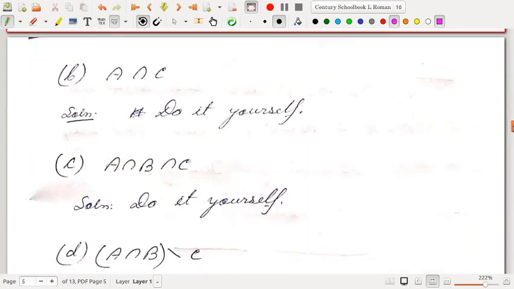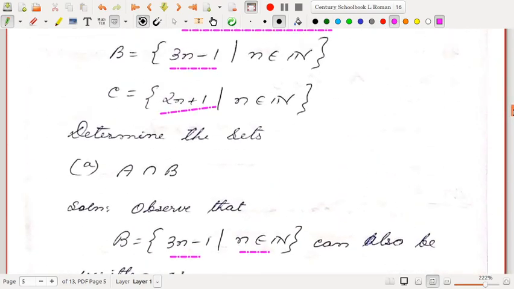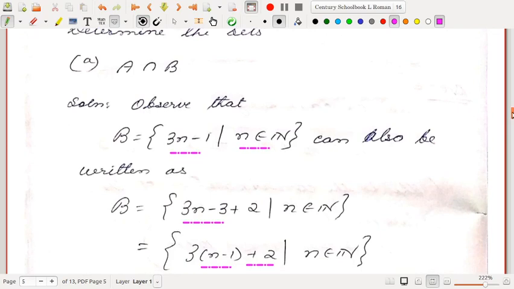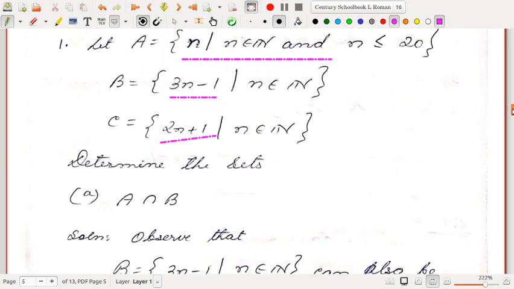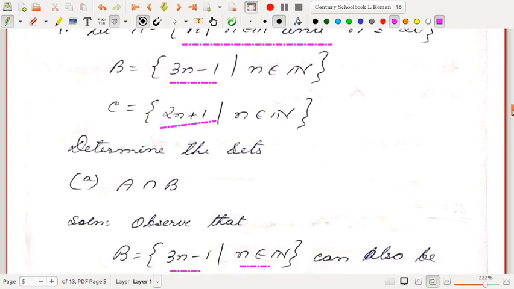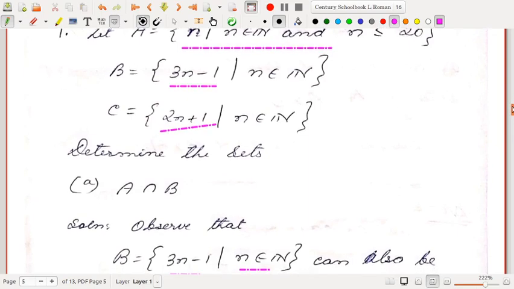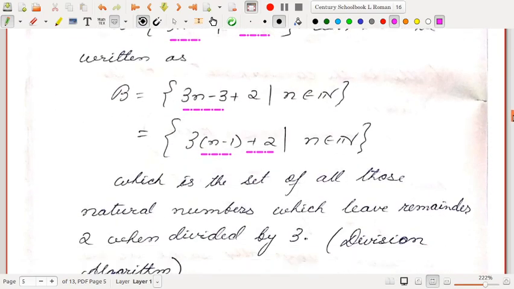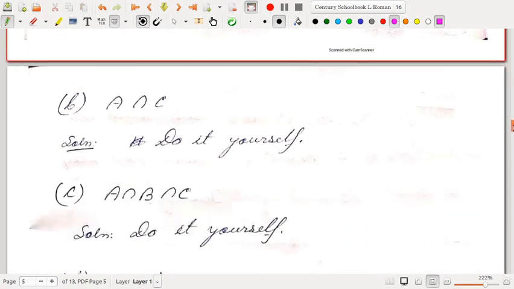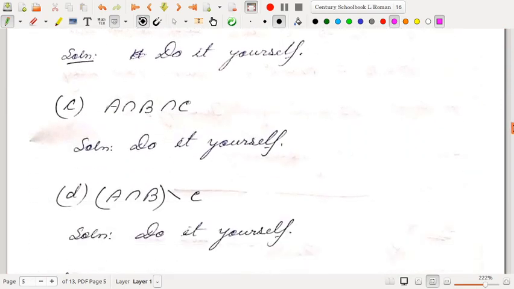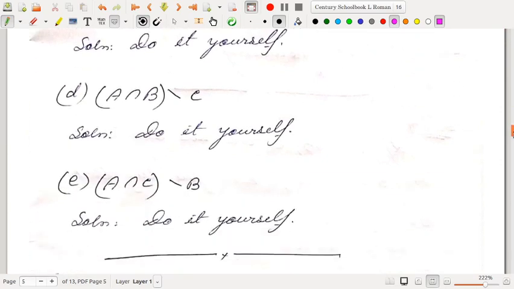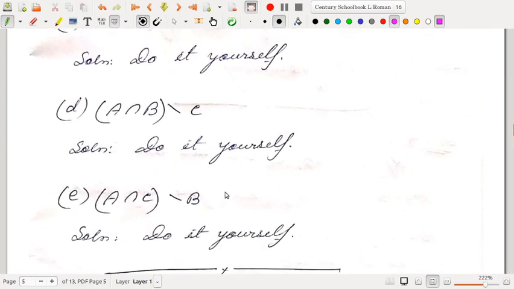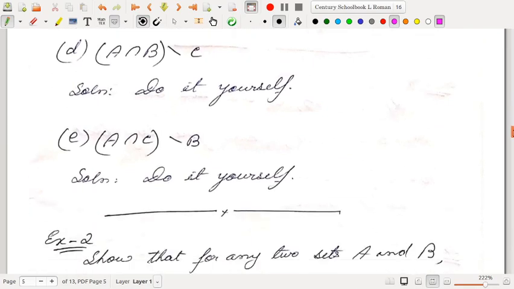You try to find out what is A intersection C. What is C? C is the set of all those 2n plus 1 such that n belongs to natural numbers. That means C is the collection of all odd natural numbers starting from 3. Okay, because it is 2n plus 1. So minimum value of n is 1. So 2 into 1 plus 1, that is 3. So starting from 3, all odd natural numbers from 3 onwards. So what will be the intersection A intersection C? Then try A intersection B intersection C. Then try (A intersection B) difference C. And then you try (A intersection C) difference B. Okay. So all this you should be able to do.